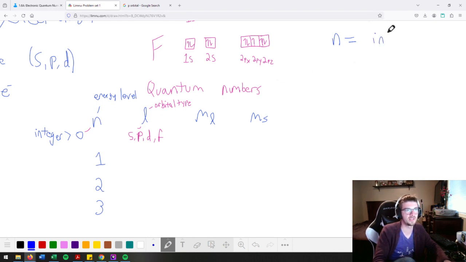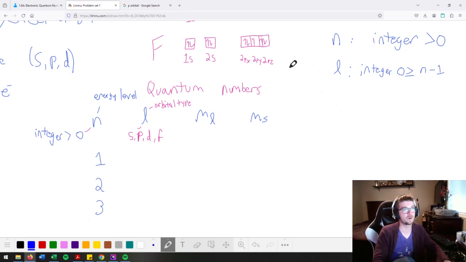So n is an integer greater than 0. l: I'm just going to be anal about this and put colons instead of equals. So l is any integer, how do I describe this, so it can be greater than or equal to 0 up to n minus 1.